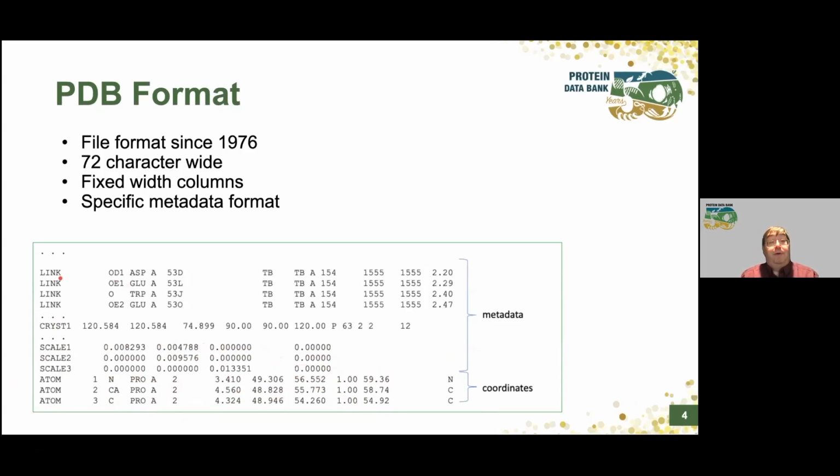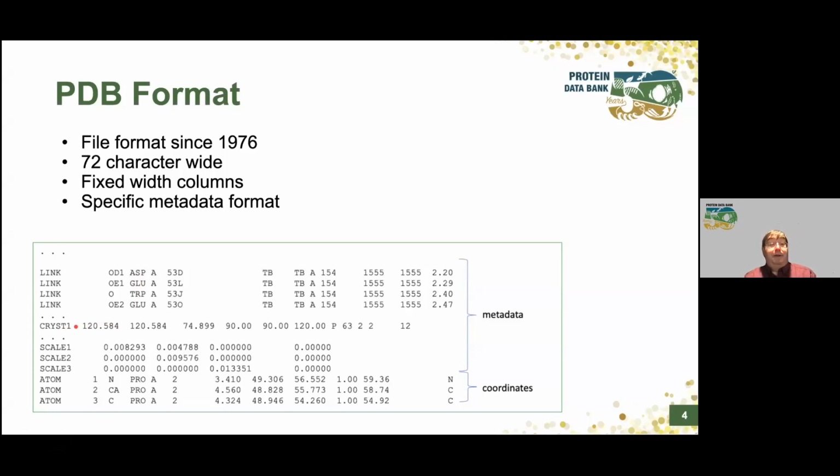We have a series of metadata within this PDB file format, where this is showing some links between a metal and various amino acids. And we have, for instance, unit cell. There's a lot of other metadata here.